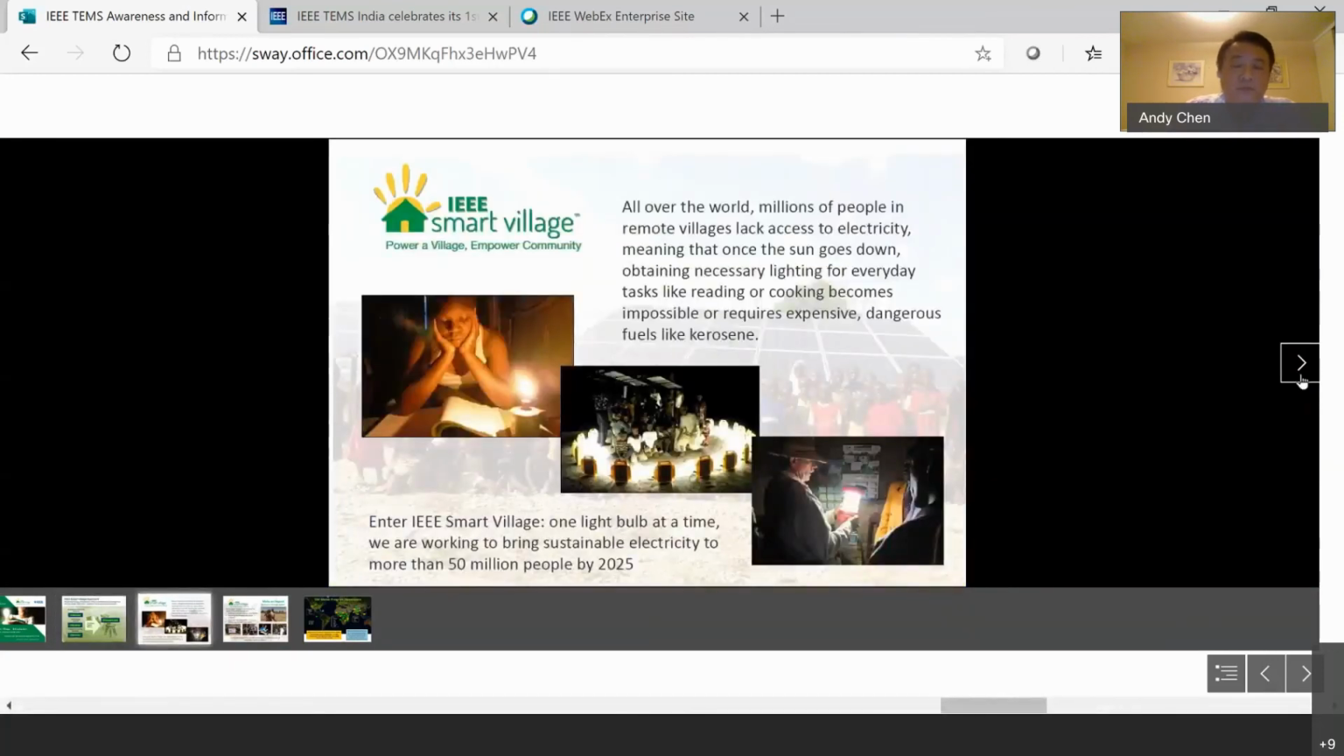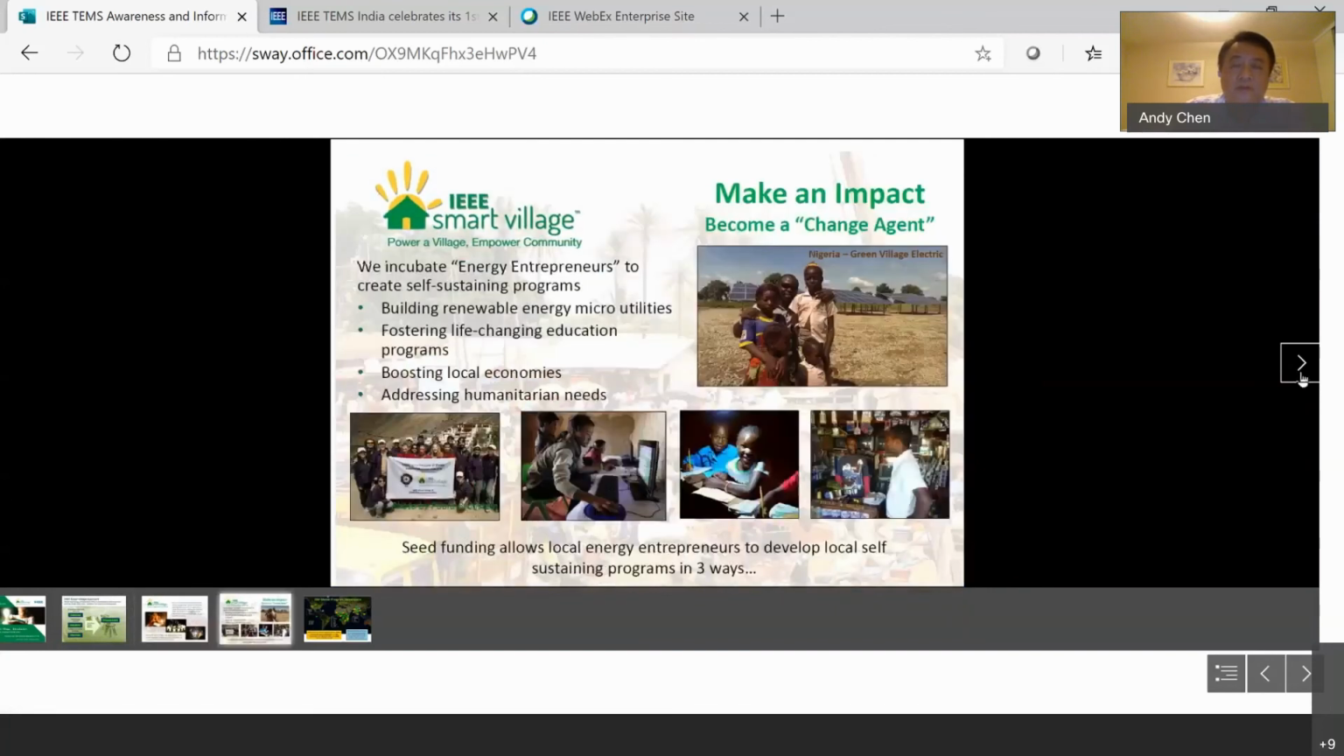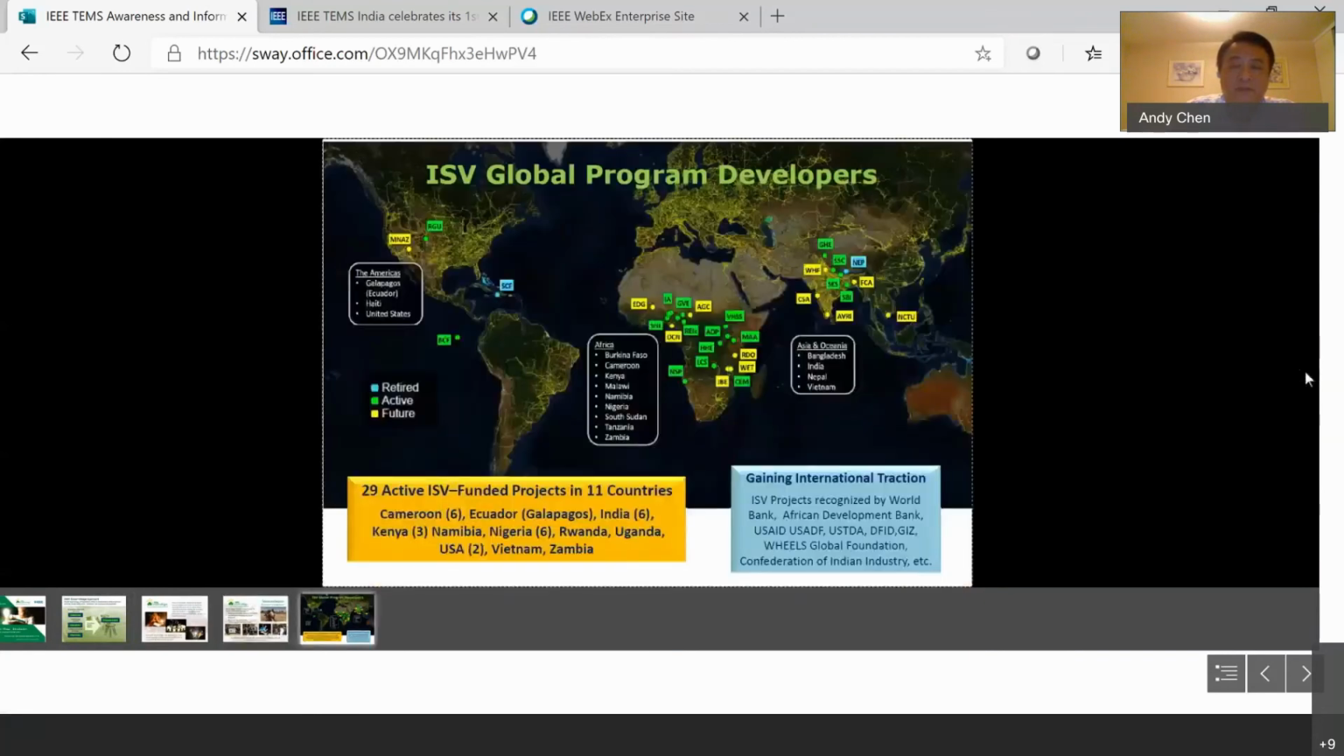Here are many projects that we did in Africa, and in India, as well as South America. I think there are about six projects going on right now in India. Some of our members are involved in supporting those projects, and those projects provide electricity to grow the economy. So it's another very exciting aspect of our work.